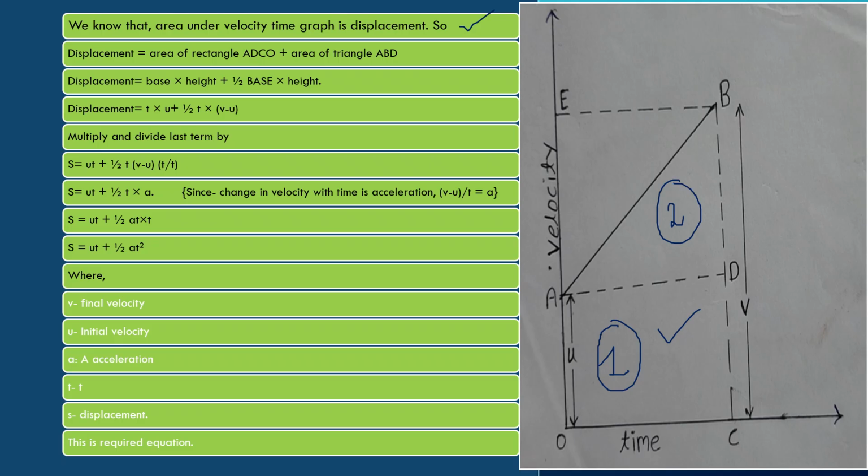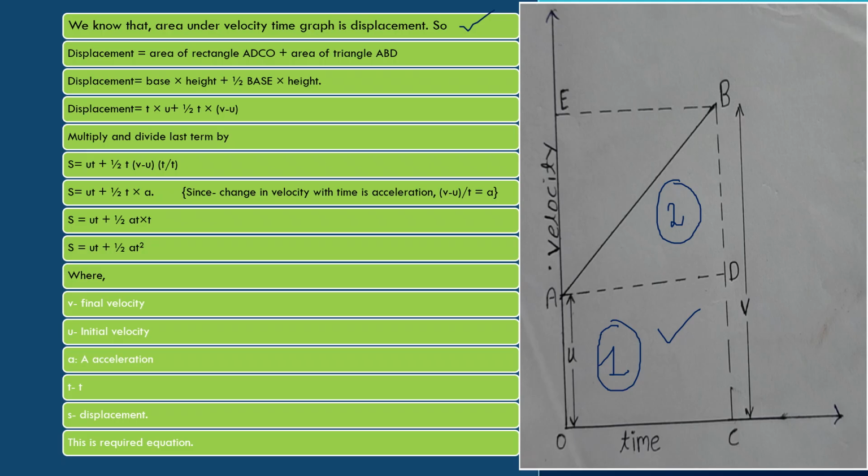So displacement, how are we going to calculate it? By finding the area of rectangle ADCO plus the area of triangle ABD. So displacement will be equal to... now what is the area of a rectangle? That is again length into breadth, or base into height. And what is the area of a triangle? That is a right angle triangle, so it is half into base into height. So what is the base here?